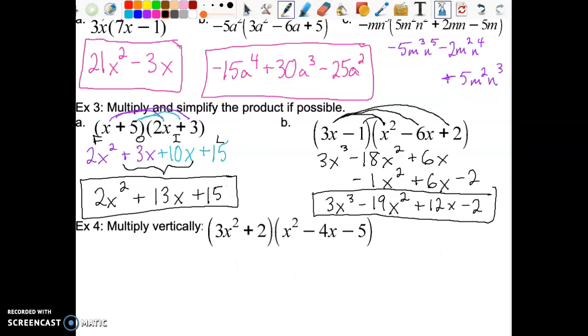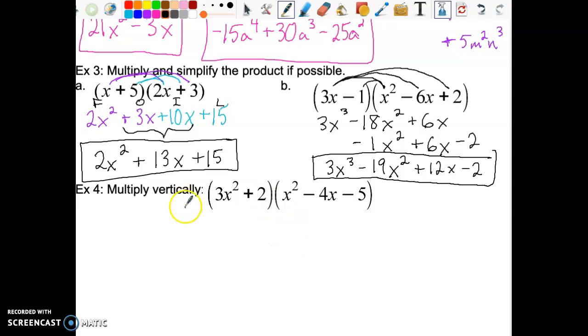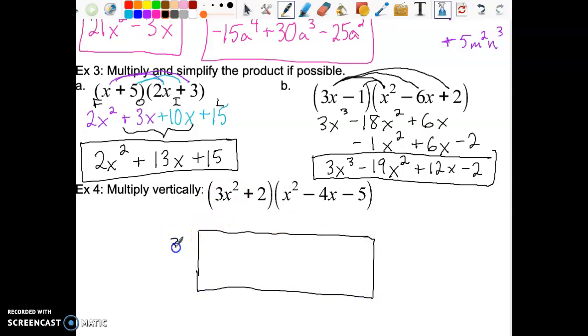And then there's also this other way that you may have learned before, and it's all about putting things into a box and then combining like terms. What they do is they rewrite the problem this way. I'm just giving you another option. You don't have to do the problem this way. Notice that this side is 3x squared plus 2, and then on top is going to be x squared minus 4x, and then minus 5.